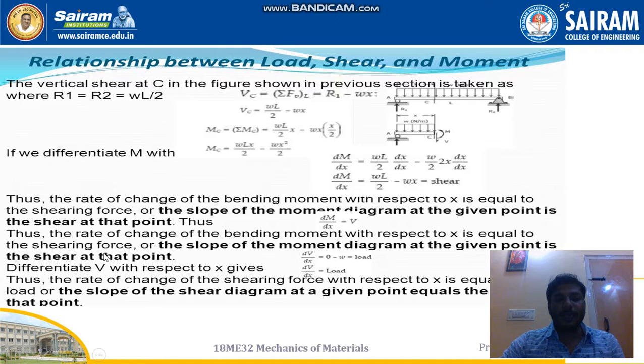Now when we differentiate again, dv is with respect to the vertical forces. When I differentiate that, w is the load. So dv by dx will be the load, that value becomes equal to the load acting on this particular beam. Finally, the rate of change of shearing force with respect to x is equal to the load acting at that point. The slope of the shear diagram at a given point equals the load at the point.